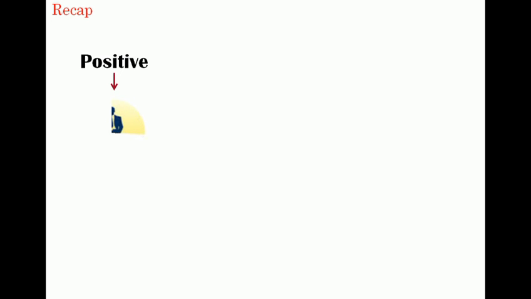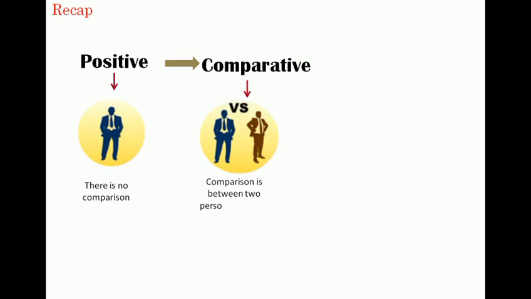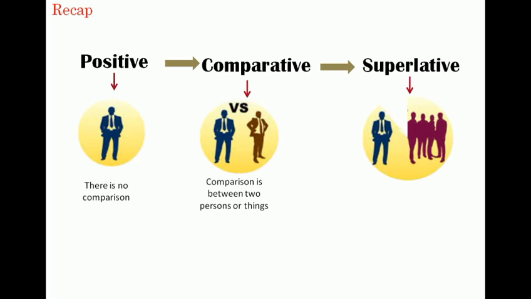Now, recap of all degrees of comparison. Positive degree, there is no comparison or equal quantities of comparison. Comparative degree, comparison between two persons or things. Superlative degree, comparison is between more than two persons or things.